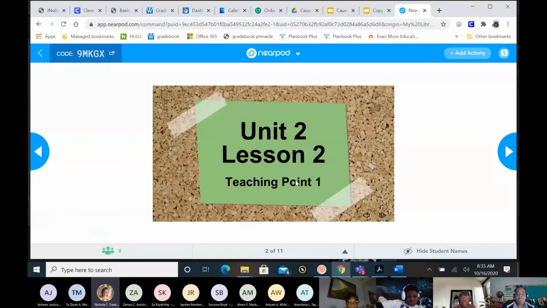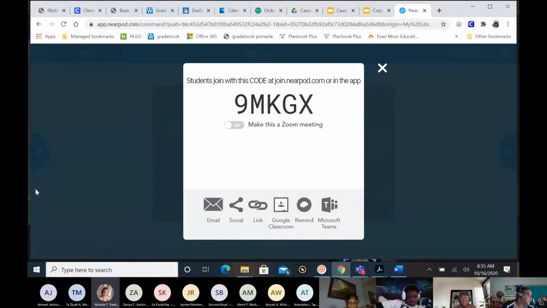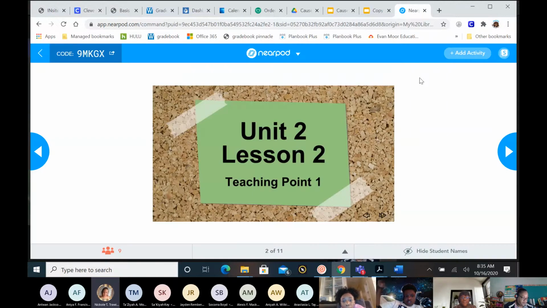Is everyone logged into Nearpod? Okay, and now we have the code so you can enter into Nearpod so you can access. Let me know when everyone is in. They are in. Okay, great.